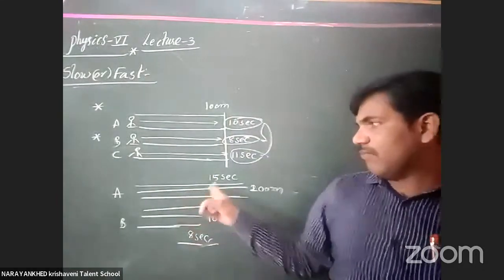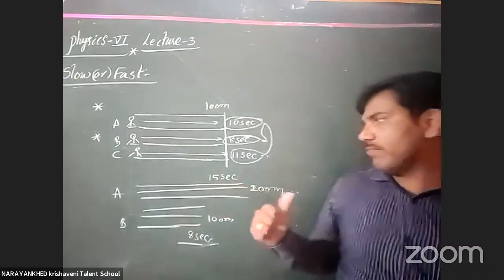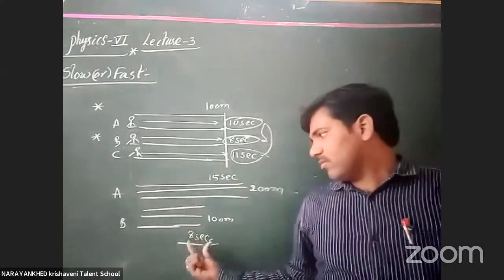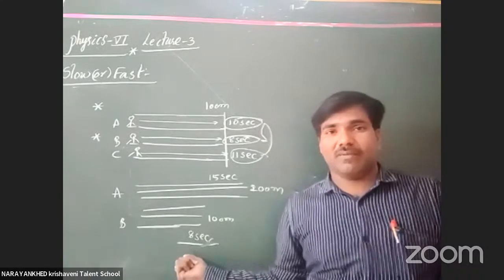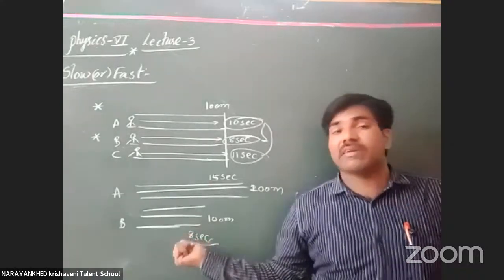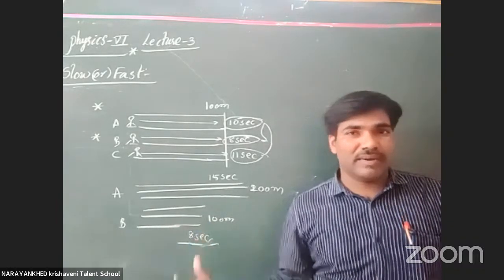A takes 15 seconds to travel 200 meters. B takes only 100 meters, and 8 seconds. Okay, clear or not? We consider only 8 seconds of time. Now, who is faster?